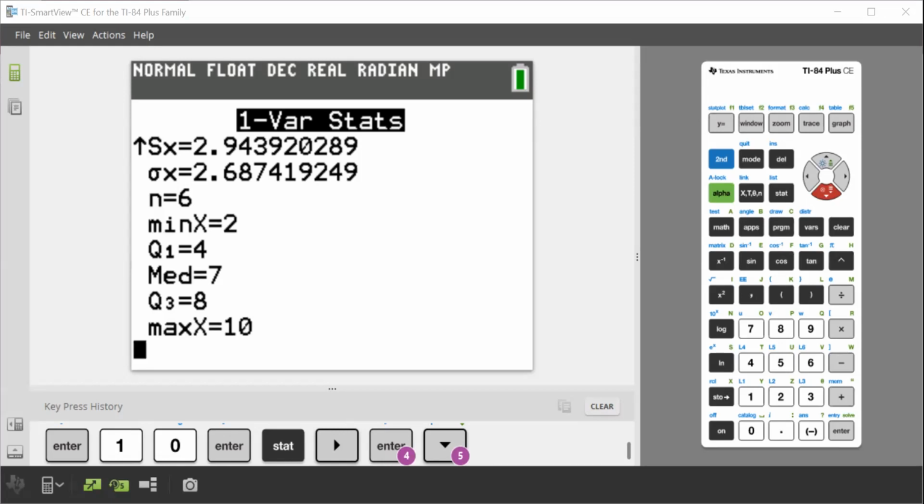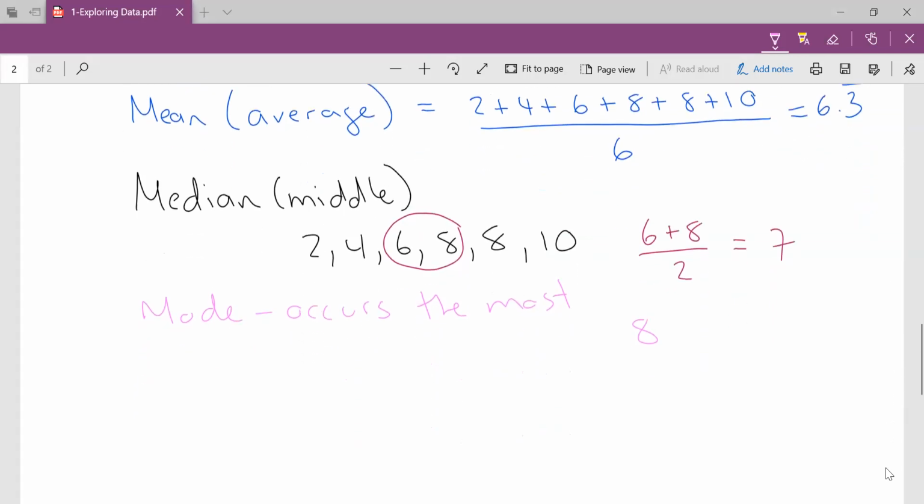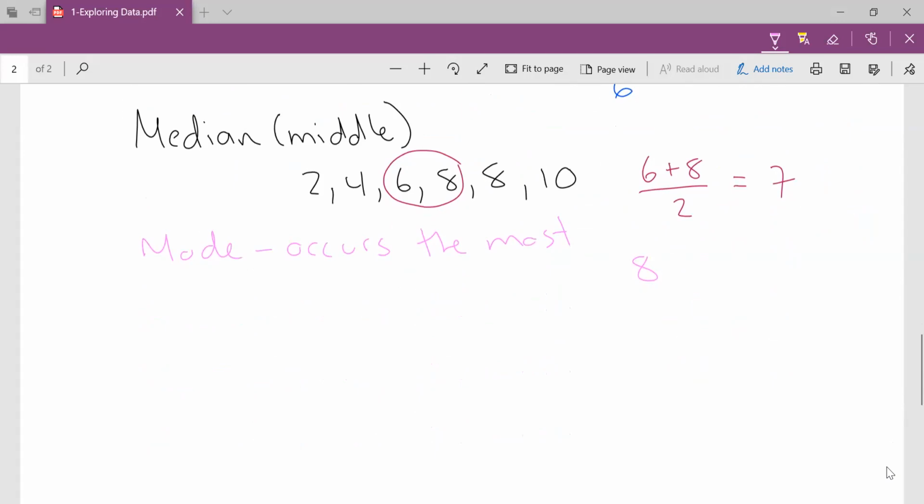Okay, now one more to go. The range. You've heard range before when you've probably been doing domain and range, right? So range is how far we go. Where do we start? Where do we end? Well, our range goes from 2 to 8. So we have a range of 6, if you wanted to put it that way. A range is just the difference between where we started and where we ended.